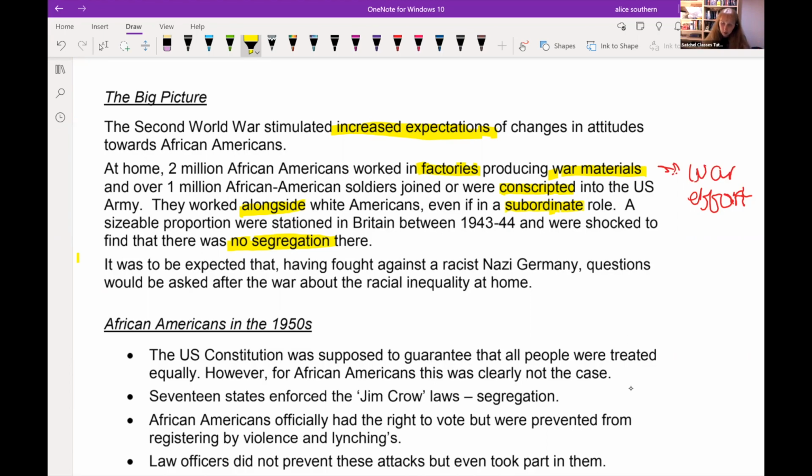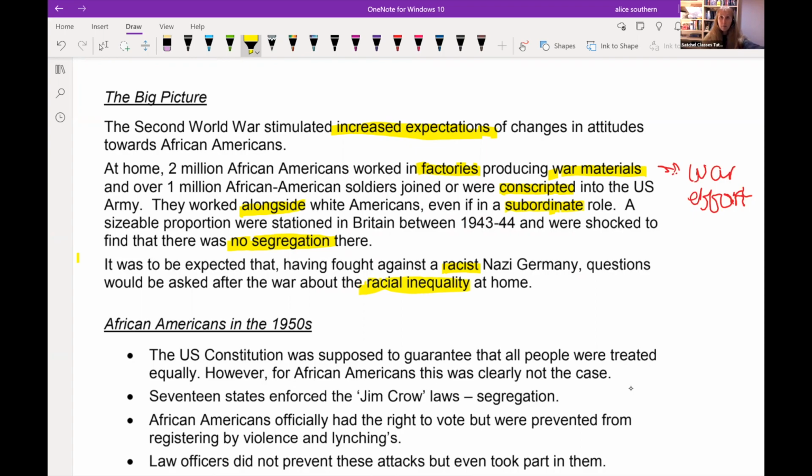So it was to be expected that, having fought against a racist Nazi Germany, and this is another key thing, who were we fighting? People who were killing Black people for being Black, people who were killing Jewish people for being Jewish. If we're taking down that enemy partly because of their racial beliefs, how can we still hold these racist beliefs? And when I say we, I'm talking about the Americans there. So questions would be asked after the war about the racial inequality at home.